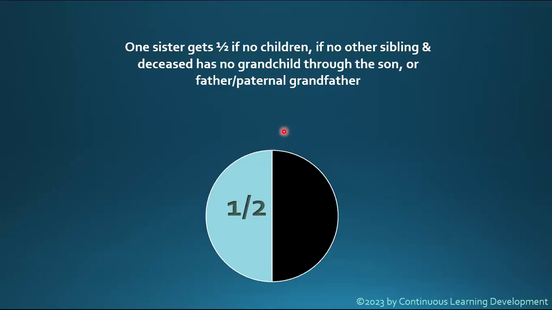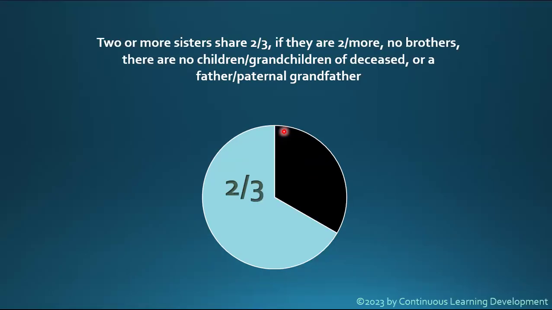A sister gets a half of the estate if there are no children and no other siblings, and the deceased has no grandchild through the line of the son, or father or paternal grandfather. So here, the share is half only if the following do not exist: siblings of the deceased, a grandchild through the son, or father or paternal grandfather. Two or more sisters will share two-thirds of the estate, provided there are no brothers, no children or grandchildren of the deceased, and no father or paternal grandfather.